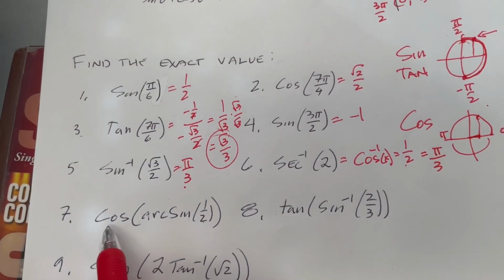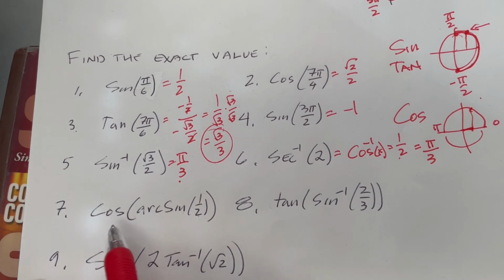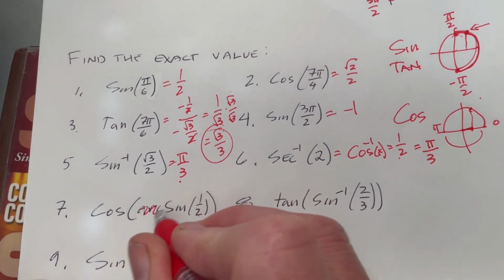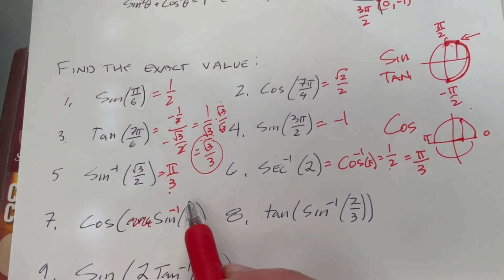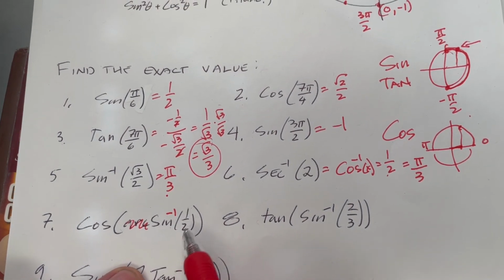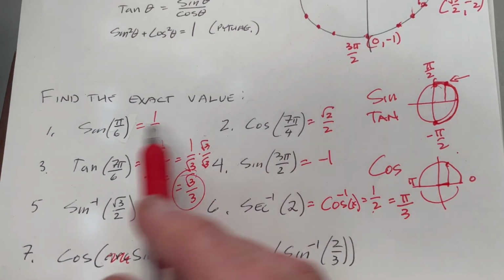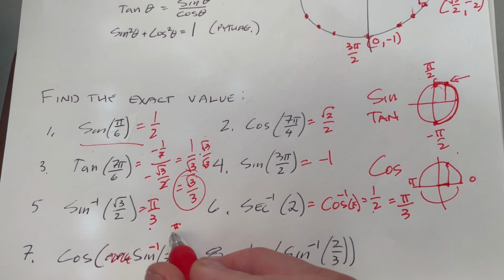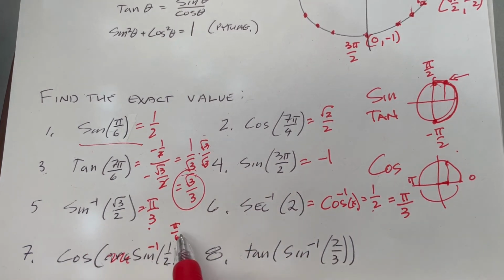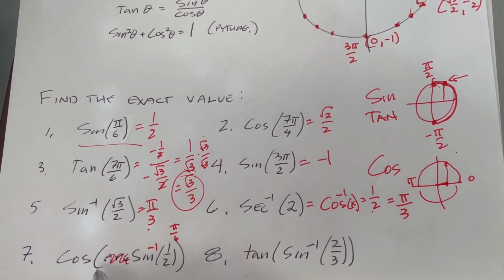Now we're doing sort of a combination problem. The arc sine is the same as the sine to the minus 1, same exact thing. If I do the inverse sine of 1/2, when do I get 1/2? Oh yeah, have we done that one already? That's up here. That's at pi over 6. And what's the cosine of pi over 6? That's going to be root 3 over 2.